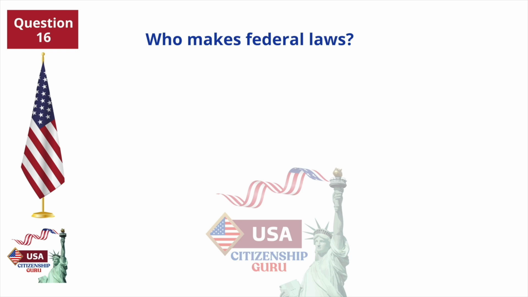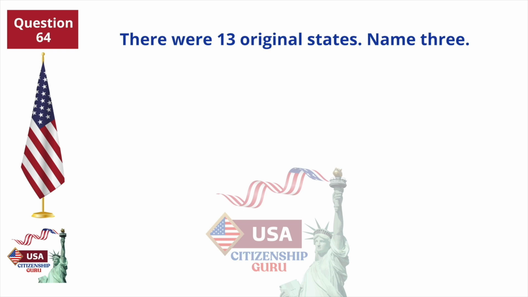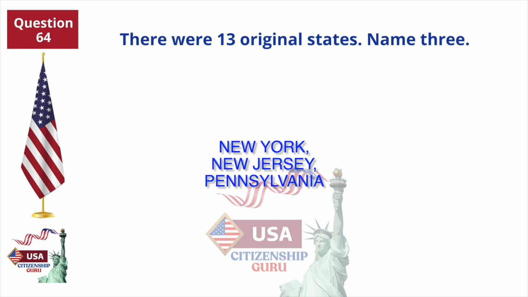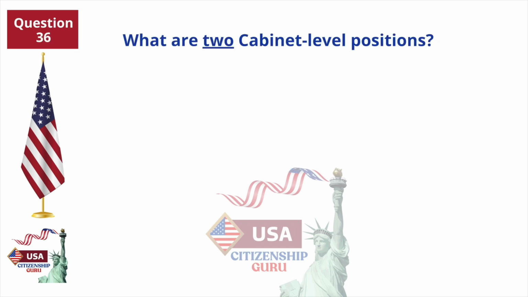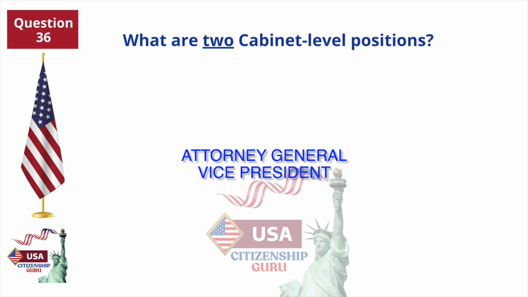Who makes federal laws? Congress. There were 13 original states. Name 3. New York, New Jersey, and Pennsylvania. We elect a U.S. representative for how many years? 2. What are 2 cabinet-level positions? Attorney General. Vice President.